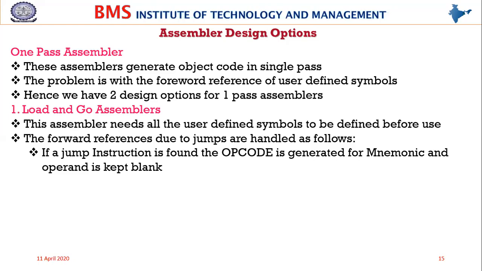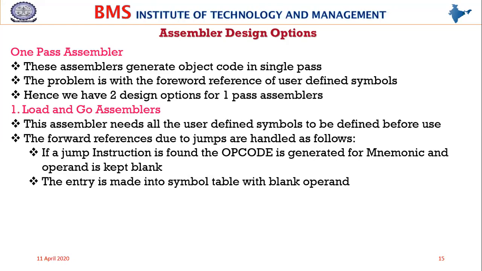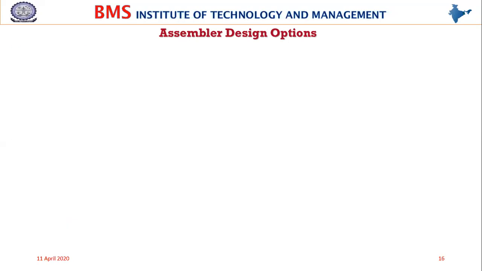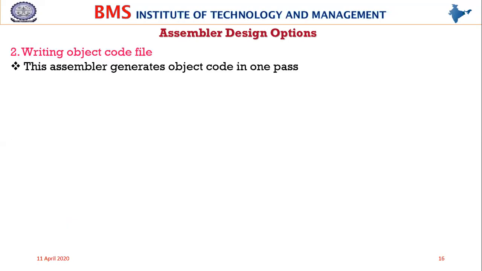We complete the assembling process, converting the mnemonics to operands, during pass 1 itself, but only the forward references are kept blank, which will be filled as soon as we get the symbol's address. That sort of one pass assembler design we call load and go assemblers. Okay, I think we have discussed all these things. The second variant of the one pass assembler is the one that writes the object code file. The earlier load and go did not write the object code file, but directly assembled and loaded it for execution.